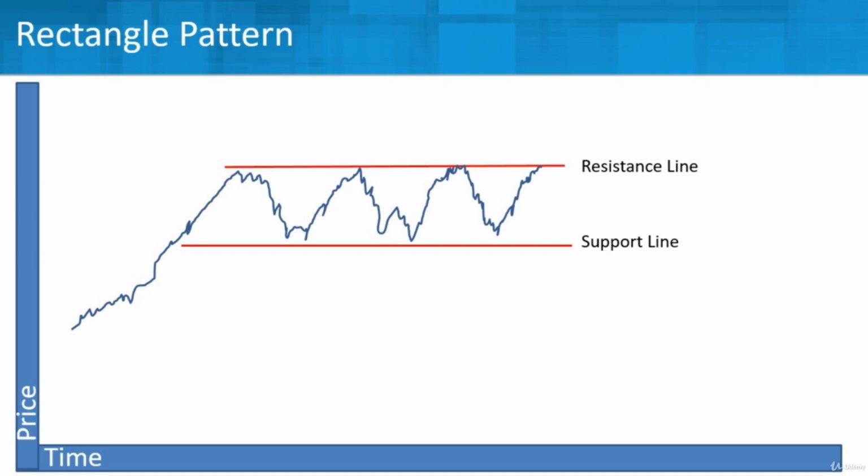How wide the distance between the resistance line and the support line is will vary by the security and at that moment in time. Sometimes it can be very, very narrow. Sometimes it can be much wider, of course. So it's not so much about how wide or narrow it is. It's more that it has formed this rectangular pattern.